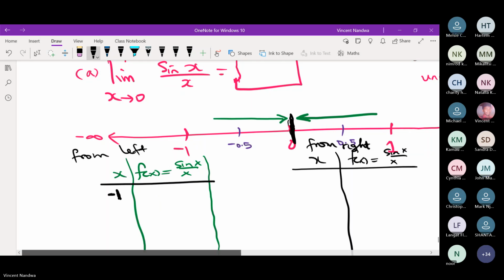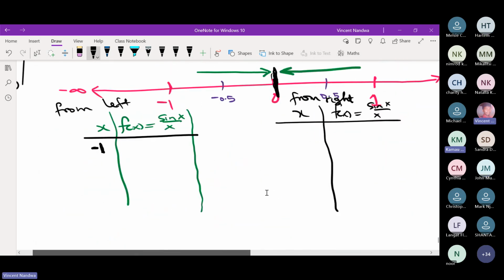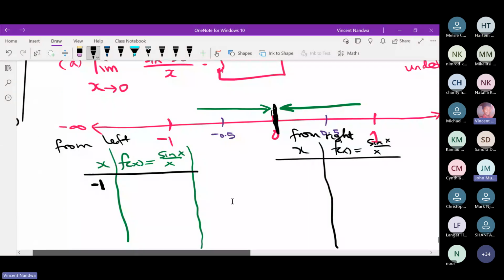0.017. Any other answer? 0.01745, yes, one answer. Someone is saying it is 0.017 and some other decimals. Any other different answer? No? Is that the only answer? Okay, it's a wrong answer, but good for learning.